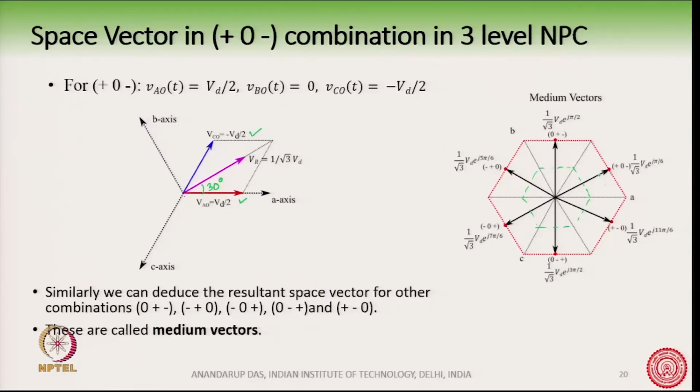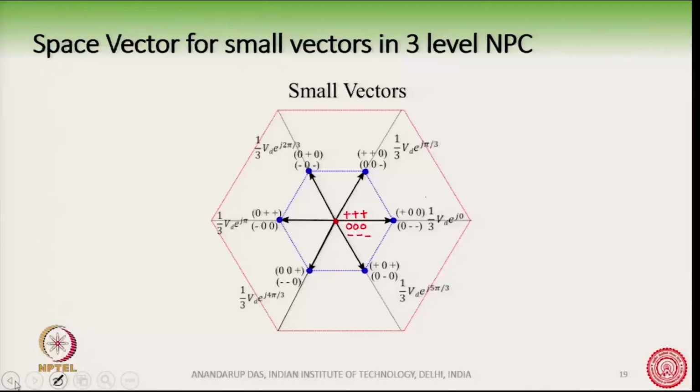Now, with this switching state combination of plus 0 minus, the resultant vector is here, which is Vd by root 3 at an angle of e to the power j pi by 6, that is, at an angle of 30 degrees. These vectors are called medium vectors. The vectors which we had obtained in the earlier slide are called small vectors because their magnitude is equal to 1/3 Vd.